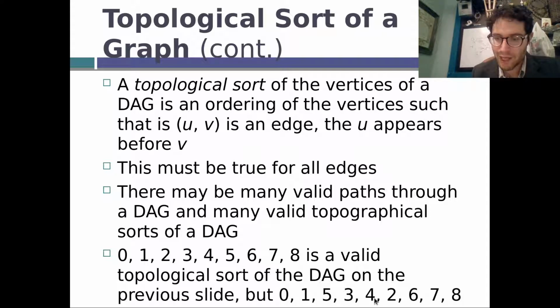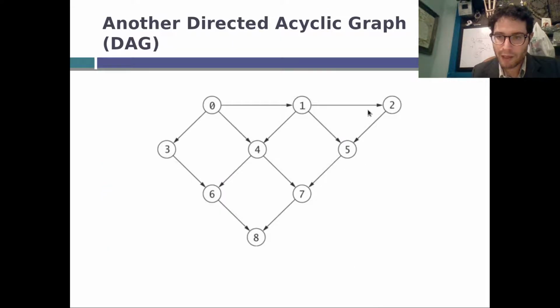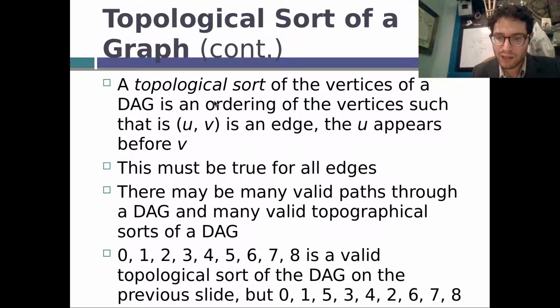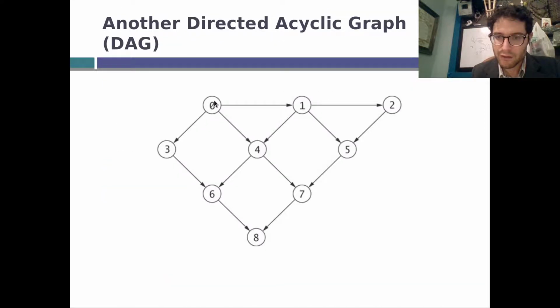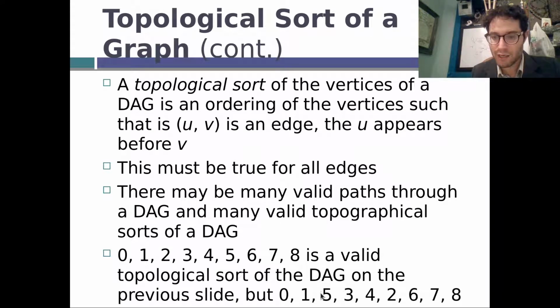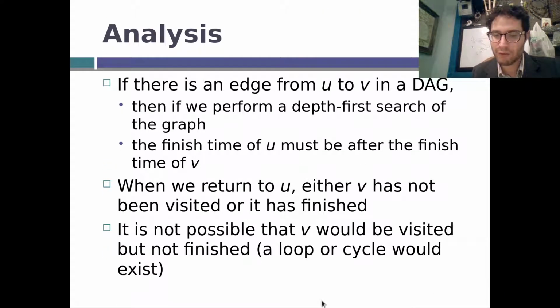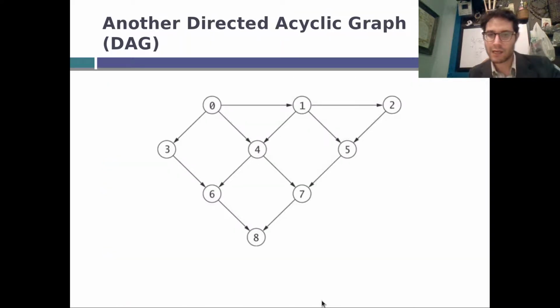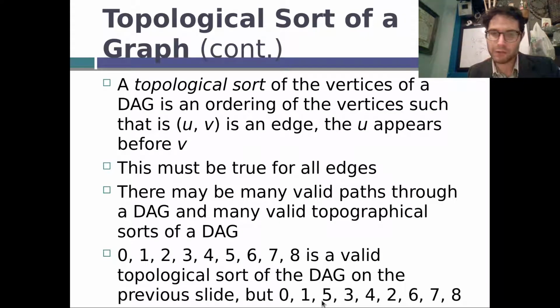However, if we were to swap, for instance, let's say 0, 5, 1. So if we were to do 0, 5, 1, well, there's an edge from 1 to 5, but in our ordering that we just declared, 0, 5, 1, 5 would come before 1, so that wouldn't be a valid ordering. Okay, so hopefully you understand that.